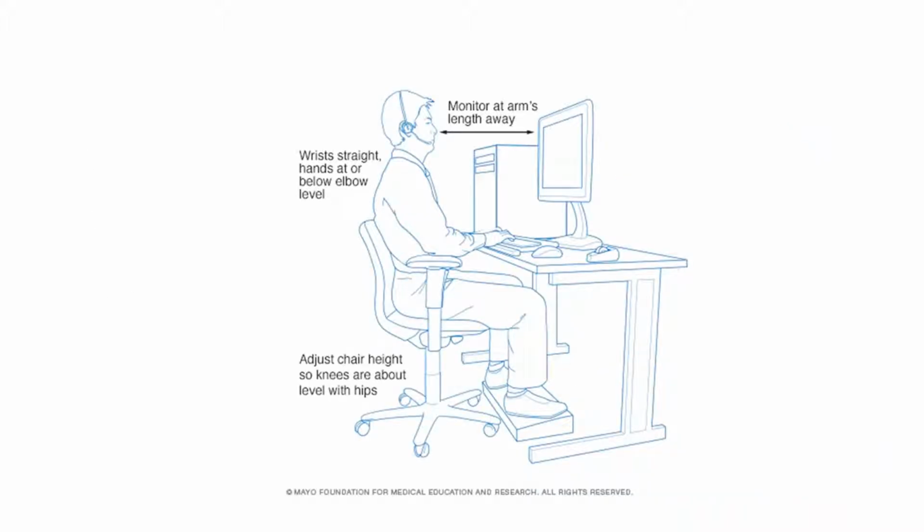Therefore, based on current knowledge, we know that an office worker should sit erect, the head should be in line with the spine, the monitor should be an arm's length away, and the height of the monitor should be adjusted to the person's eyes.